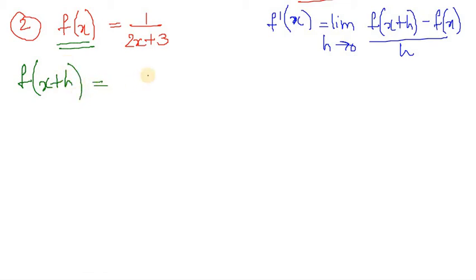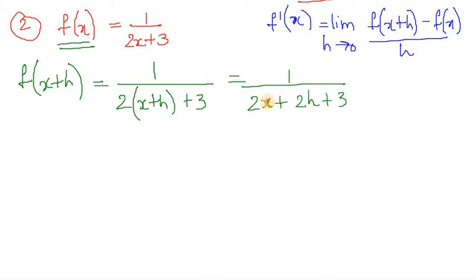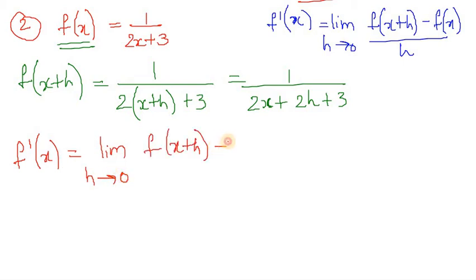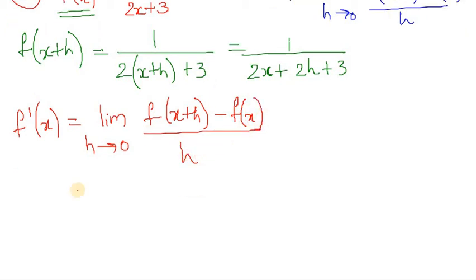We have f of x, so using this we'll try to get the value of f of x plus h. So what will be that? Just replace x with x plus h, 2 into x plus h plus 3. So what is that? 1 upon 2x plus 2h plus 3. So now let's start with f dash of x. What is f dash of x? Limit h tending to 0, f of x plus h minus f of x upon h. Just put the value of f of x plus h. So what do we get?